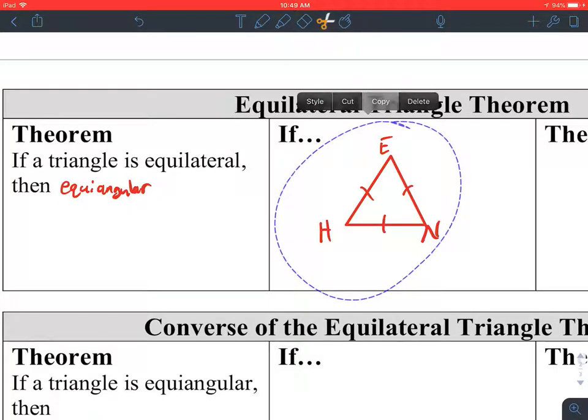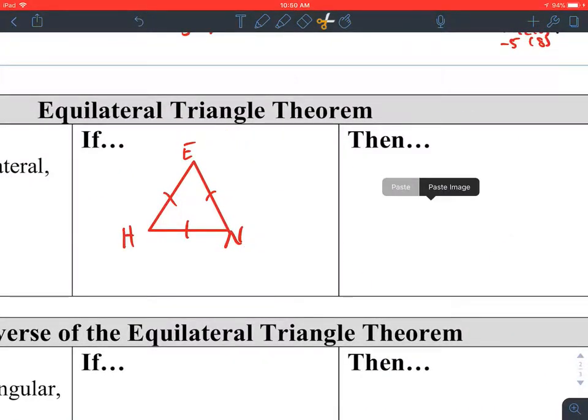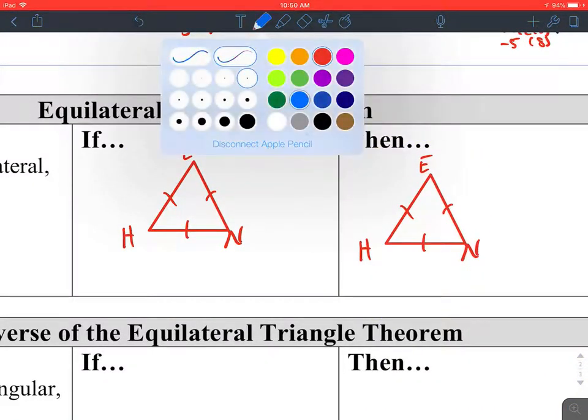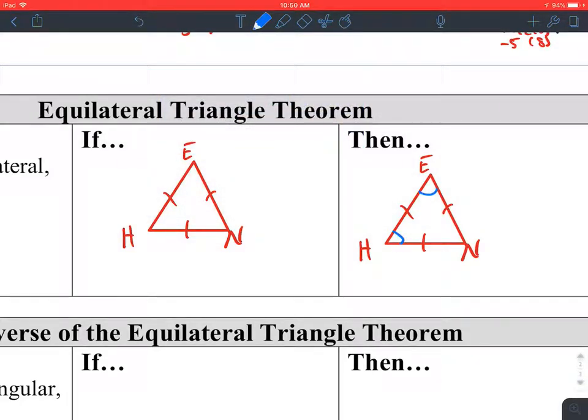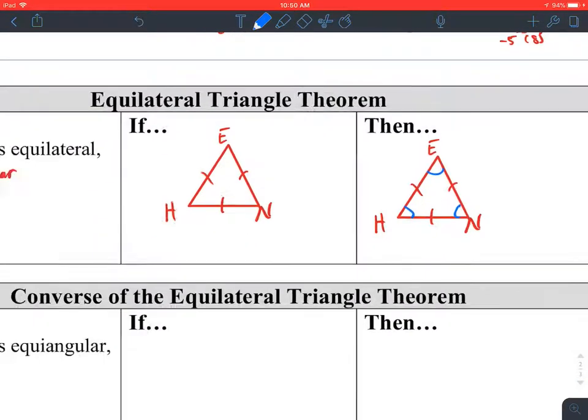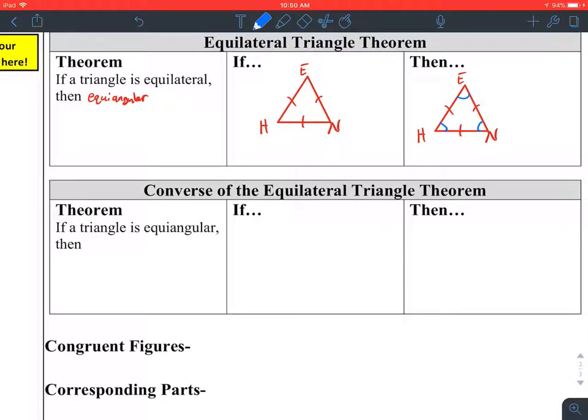The conclusion we can make from this is that each of these angles have to be the same. A side note, if they're all the same and they add up to be 180, they have to always be 60 degrees.